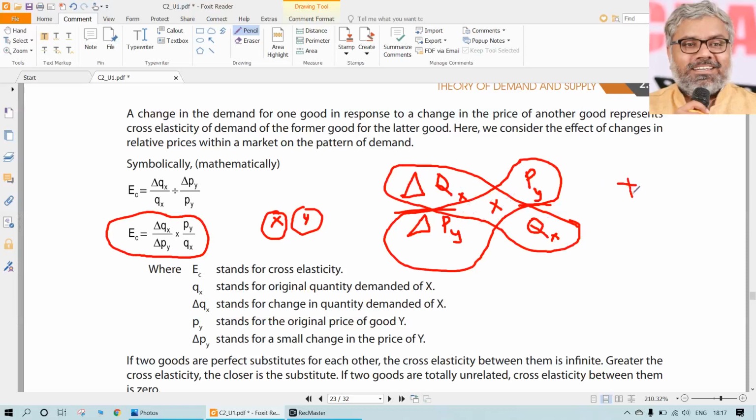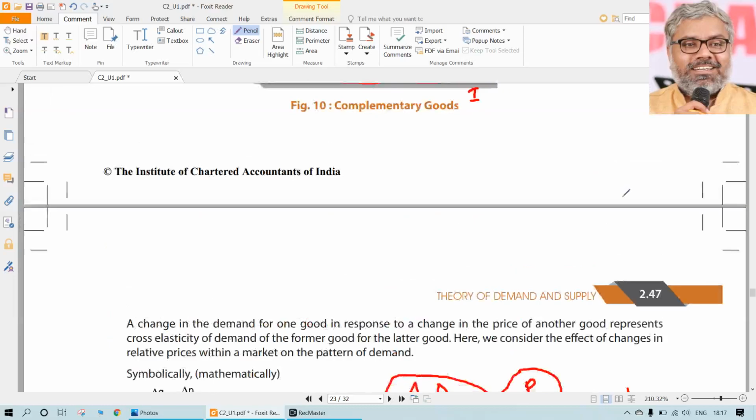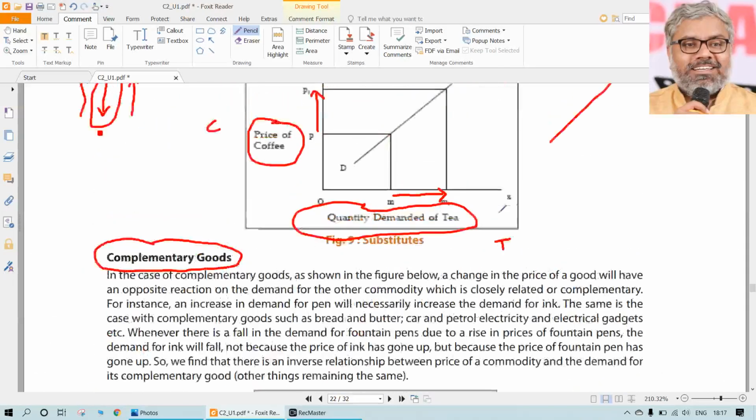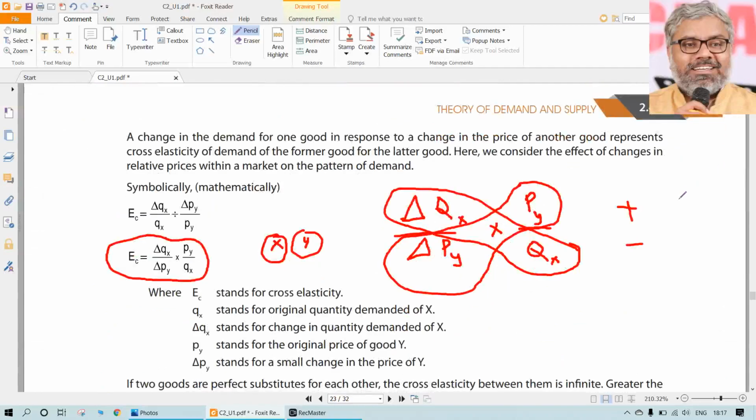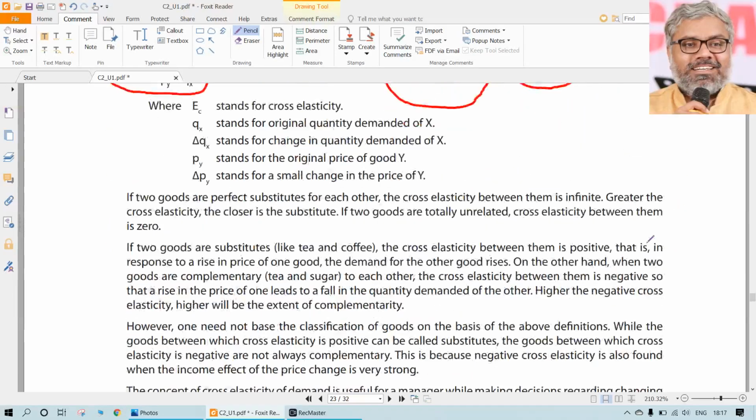Simply speaking, if it is positive, that means it is a substitute. If it is negative, that means it is a complementary good. Simple. If it is positive, that is substitute. If it is negative, it is complementary. That is the cross elasticity of demand. Positive means direct relationship. Negative means inverse relationship.